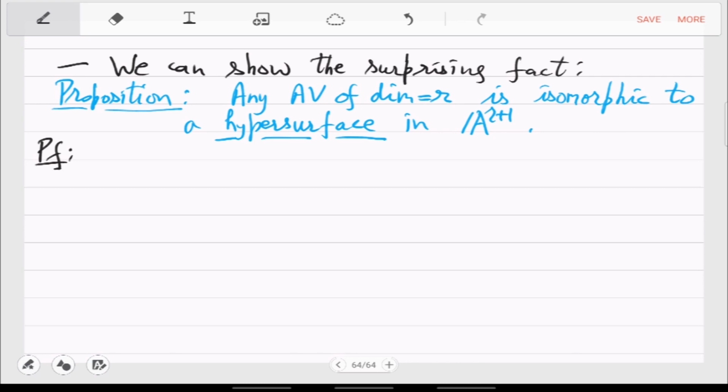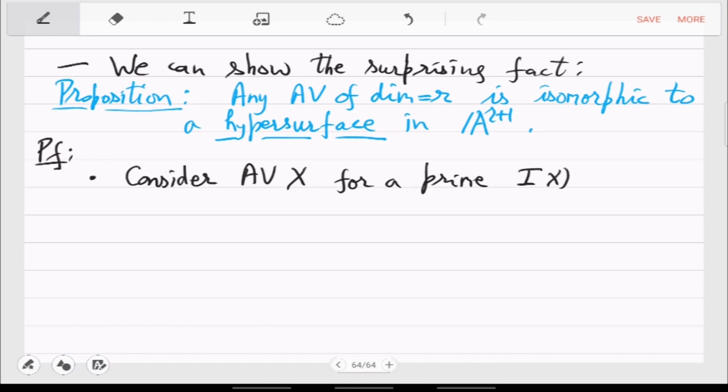So how do you prove this? Let's try that. We'll just see the basic idea of the proof. So consider an affine variety X for a prime ideal I_X of the polynomial ring, which is in r variables. This I_X will be prime because varieties correspond to prime ideals, which we had seen before.